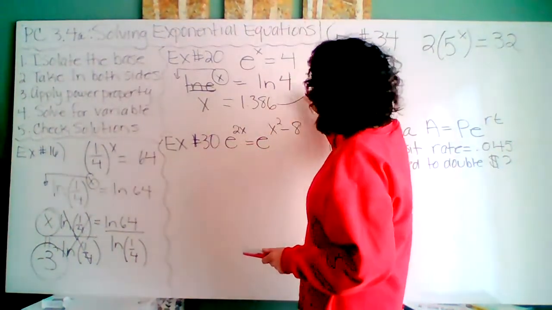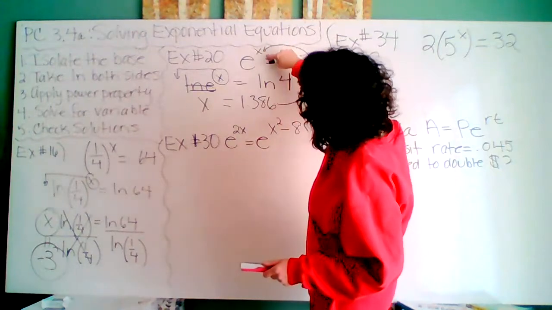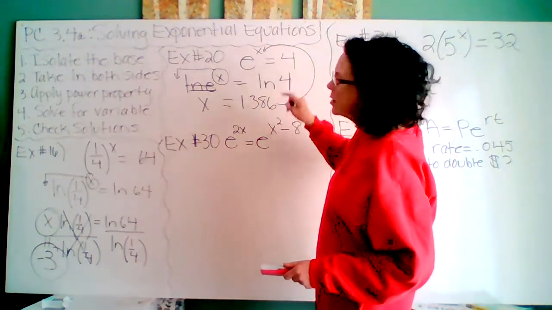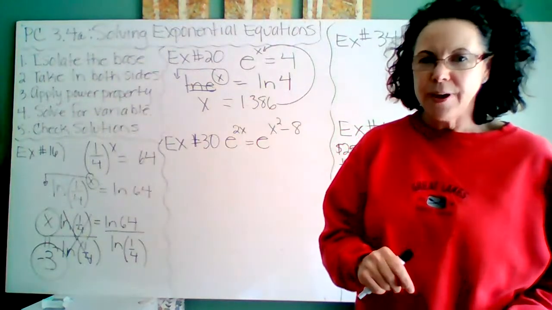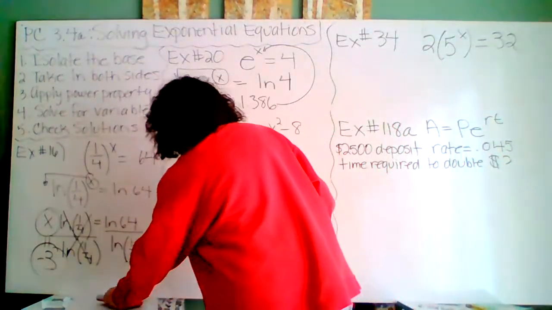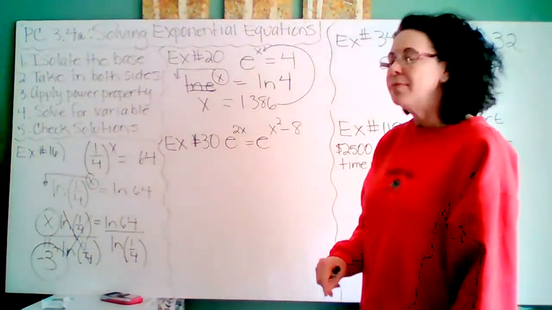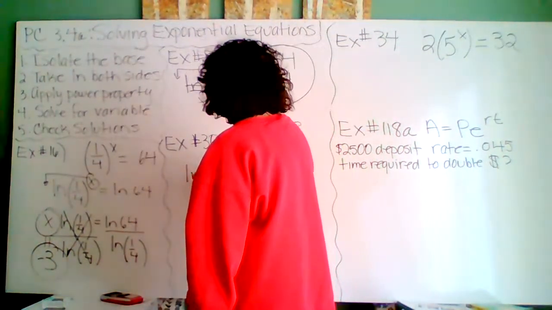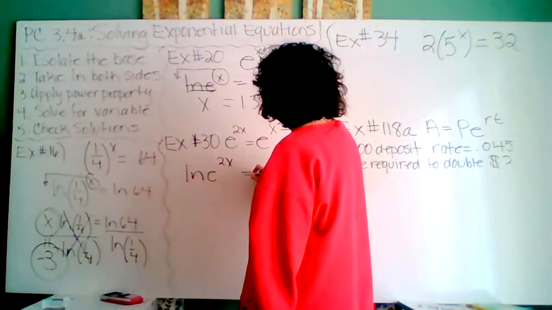If I took the time to put 1.386 as the exponent, e to that, it would be really close to 4, a little off due to rounding. Take a look. We have a base of e isolated on each side. Let's take the natural log of both sides.